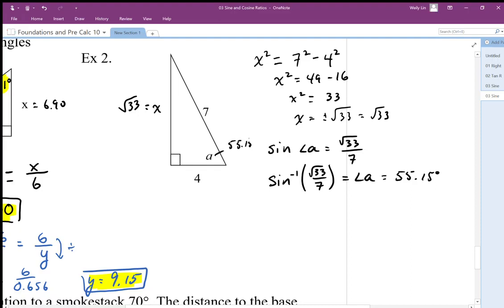And I can find the other angle in here by using the inverse trig functions, but really the easier way is we know that these two angles add up to 90. So if I subtract from 90, I'll get the complementary angle. So this is 34.85 degrees. So there it is. I've got all the angles, all the sides. I've solved this triangle.